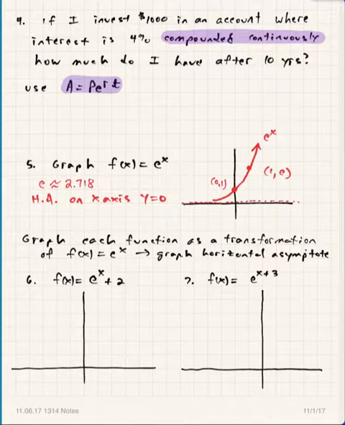When the e to the x is shifted up or down, that horizontal asymptote shifts up or down. And so you need to sketch in that asymptote whenever you do a vertical shift of e to the x. If it's a shift up or down, then that horizontal asymptote is going to get shifted also. So make sure you sketch that in.